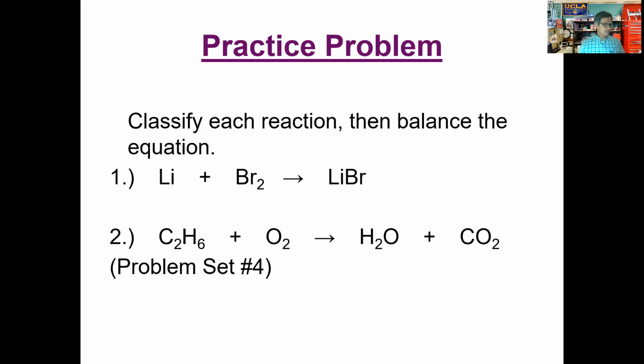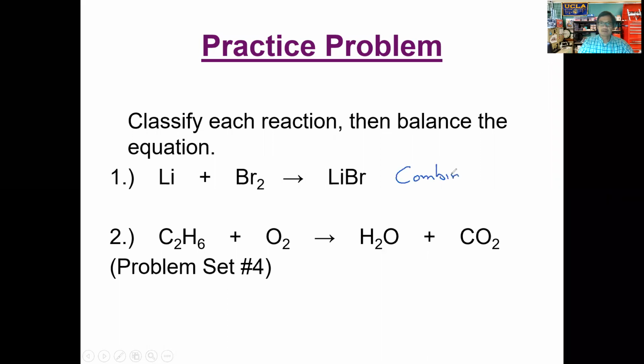Okay, let's take a look at these two equations here. Hopefully the first one you recognize, so let's work this one out. This is a combination reaction, so let's write that down first. So we have a combination reaction. Balancing this out, you have to make sure that you balance out the atoms. 2 bromines, put a 2 in front of the lithium bromide here. If you do that, you need 2 lithiums on the left-hand side. So that balances out our equation for us.